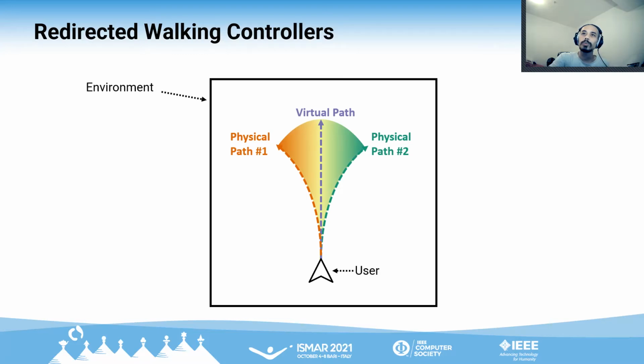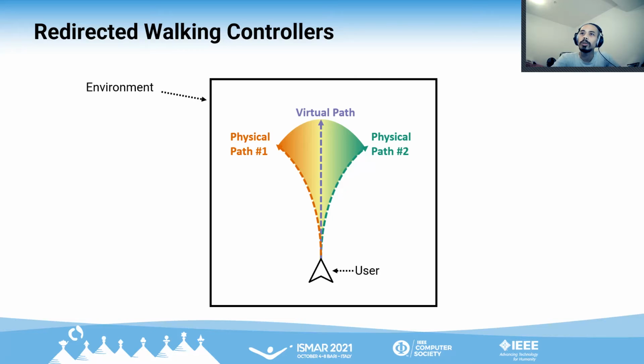And a redirected walking controller is an algorithm that's responsible for applying redirection to steer the user away from objects and avoid as many resets as possible. This turns out to be quite a difficult problem to solve in practice because the controller is responsible for doing some kind of geometric reasoning about the user's path and the shape of their path relative to objects in the environment, and oftentimes they don't have perfect information.